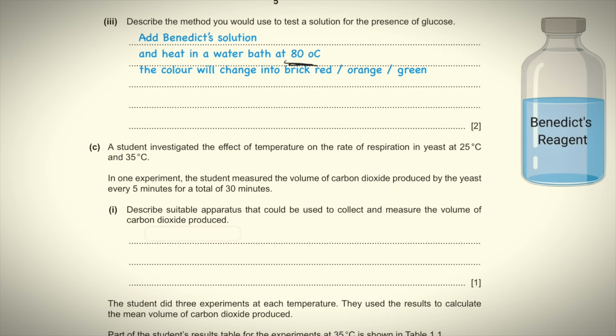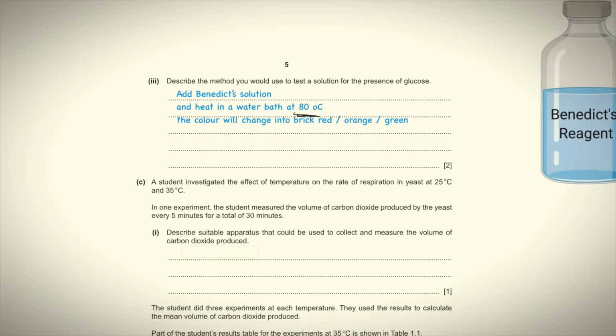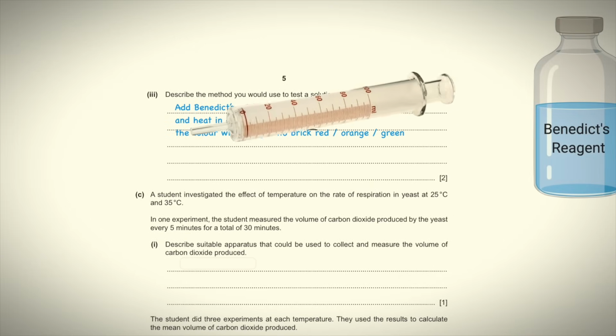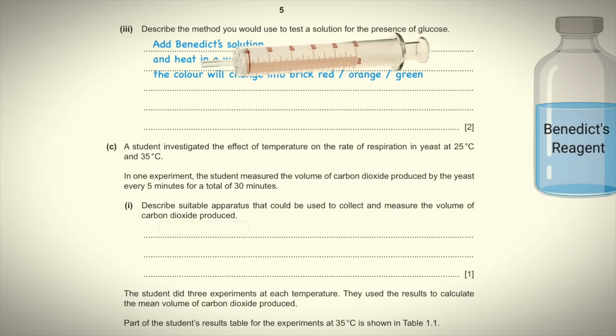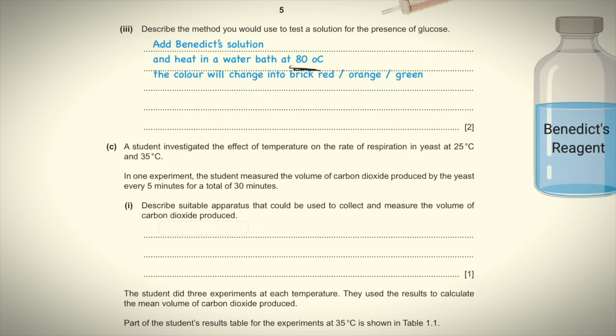All right. Next, describe suitable apparatus to collect and measure the volume of gases. Usually the best way to measure the volume of gas is a gas syringe, right? Very accurate, and you don't need much effort. So just put a gas syringe, collect the carbon dioxide, read it, and you have the measurement of volume, okay?